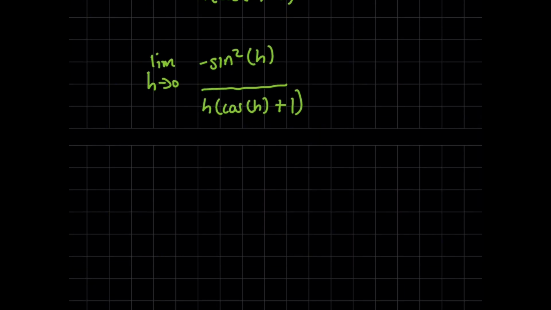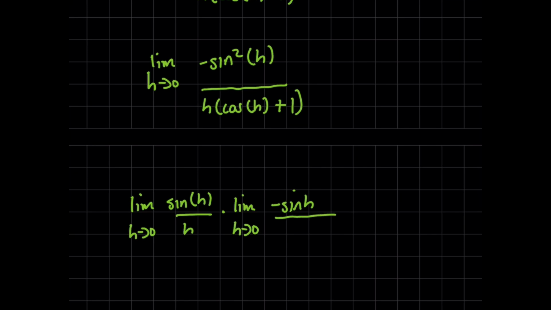So thinking ahead a bit, I'm actually going to go ahead and pull out that sine of h from the top. And the h on the denominator is going to be pulled out with it. So you're going to have this right here, multiplied by the remaining stuff that we didn't pull out, right? So you still have a negative sine of h on top, all over cosine of h plus 1. And again, you might be asking, well, are you allowed to do that? Well, the answer is yes, because we can show that these two limits actually converge.